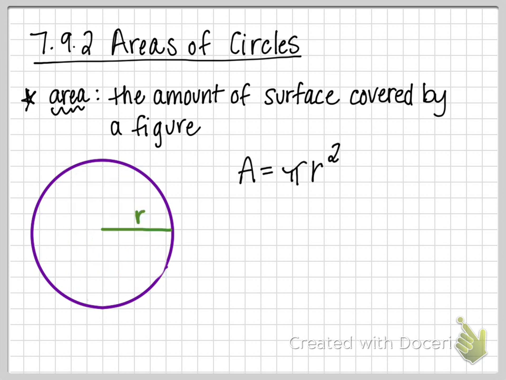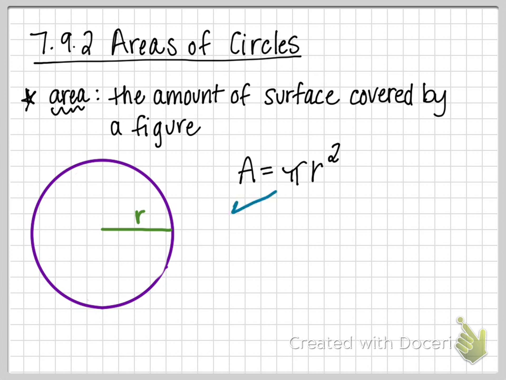We use the radius of the circle, so that's the important dimension that we need in order to find area. We use the radius as part of our formula. So area of a circle is equal to pi times the radius squared. A few things to note.